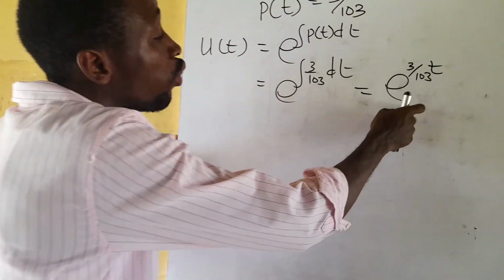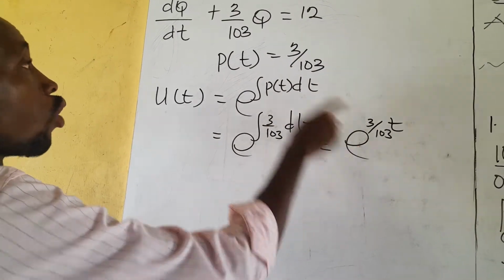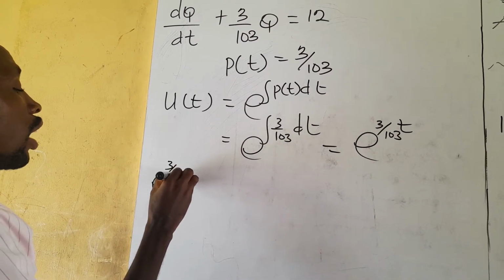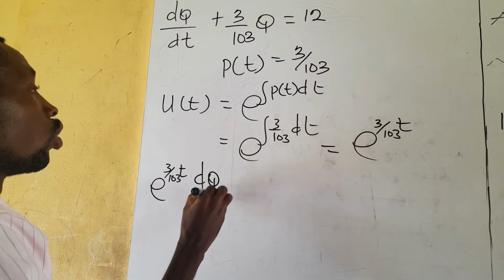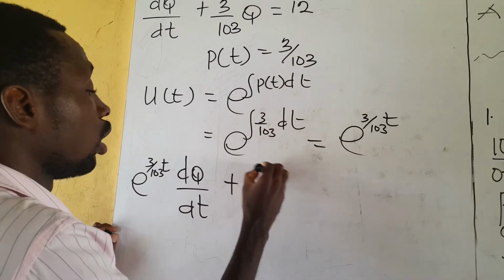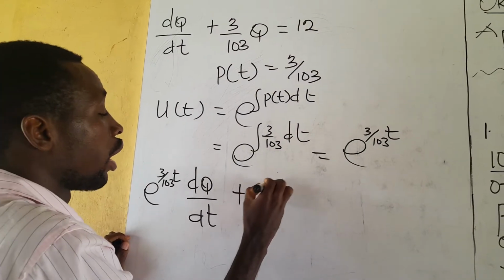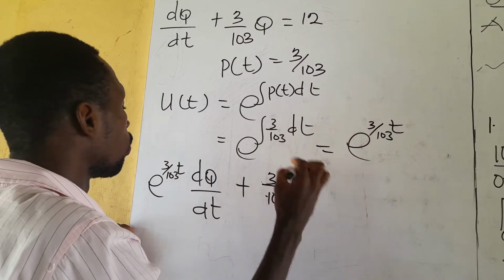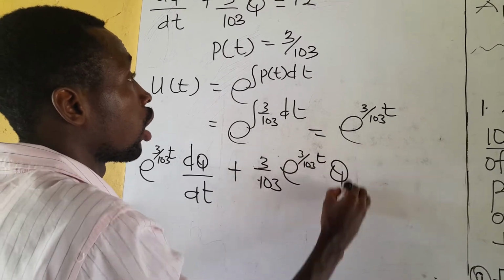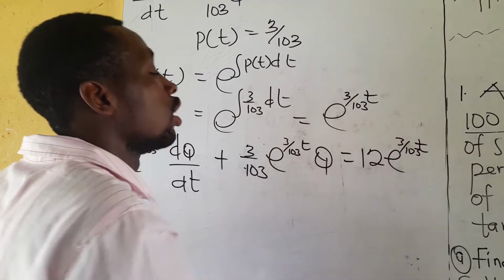After we find the integrating factor, we multiply the integrating factor through the equation. So this is our integrating factor. We multiply through the equation. We have e to the power 3 over 103 t dq over dt plus 3 over 103 e to the power 3 over 103 t q equal to 12 e to the power 3 over 103 t. I hope you get that.